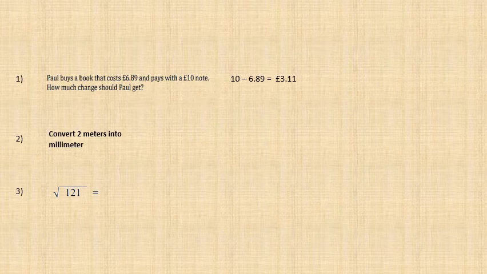Question 2, here he needs me to convert 2 meters into millimeters. So to convert meters to millimeters, you are just multiplying by 1000, of course. So 2 meters, I want to convert it into millimeters, so I multiply by 1000, so it's going to be 2000 millimeters. And here in question 3, he needs me to find the square root of 121. So right now I'm thinking of a number that if I multiply by itself, it's going to equal 121. So it's 11.